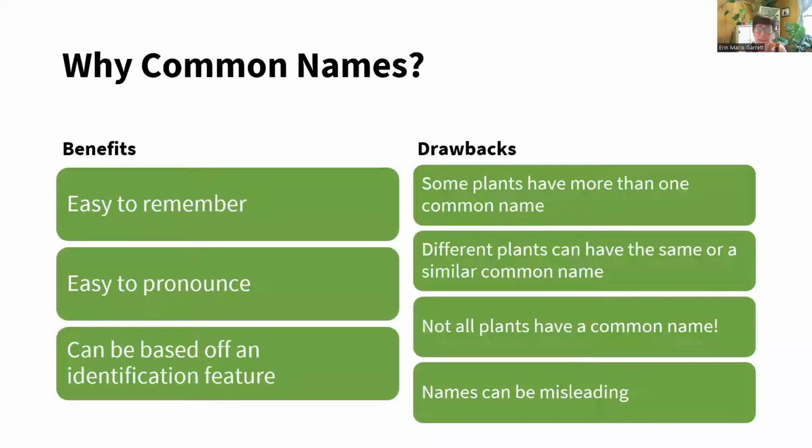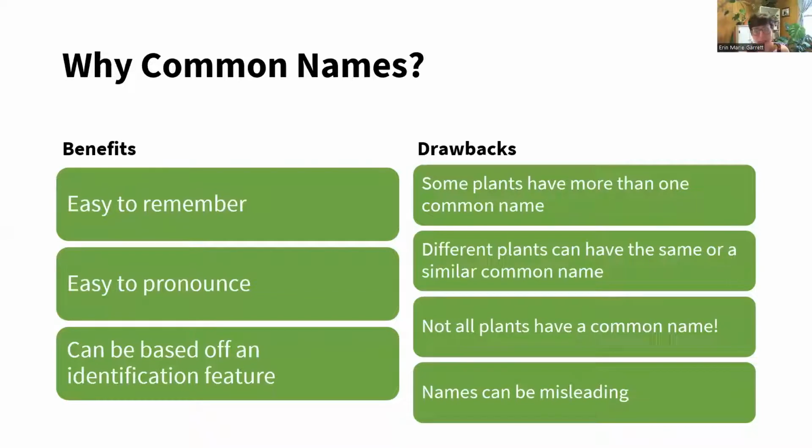Okay, but it's not all benefits. There are some drawbacks to just knowing a common name. So first up, some plants, and many plants, have more than one common name. And a lot of the times it's not just 2 or 3 common names. Some plants could have 15, 20, 30 different common names, depending on how wide its distribution is across the world and how many different areas it occurs in.